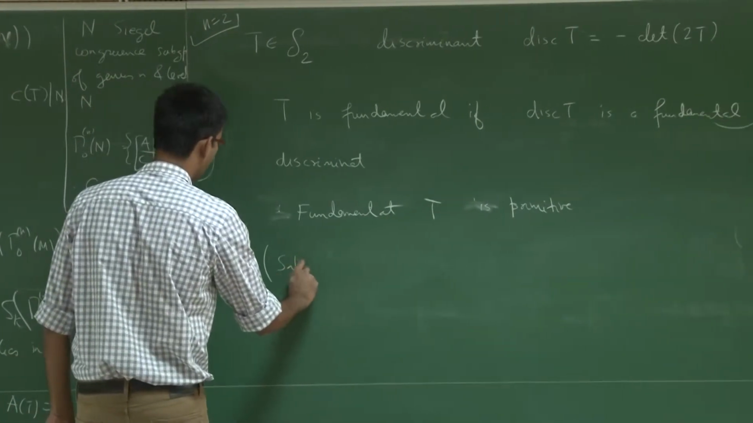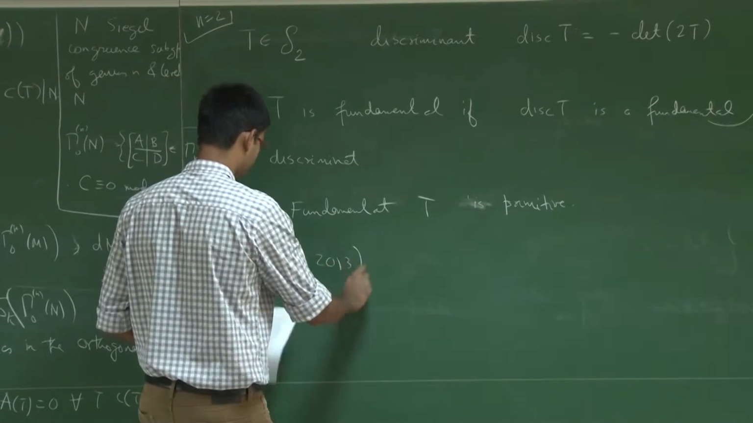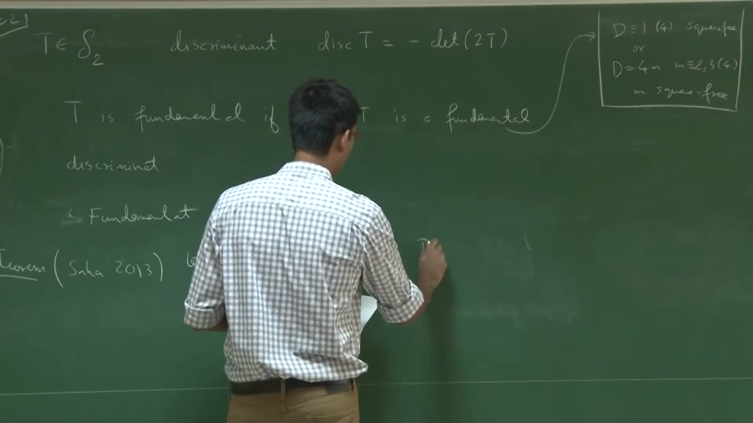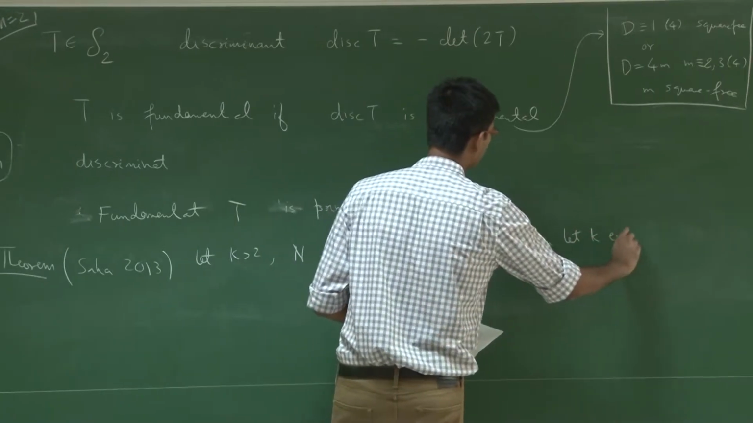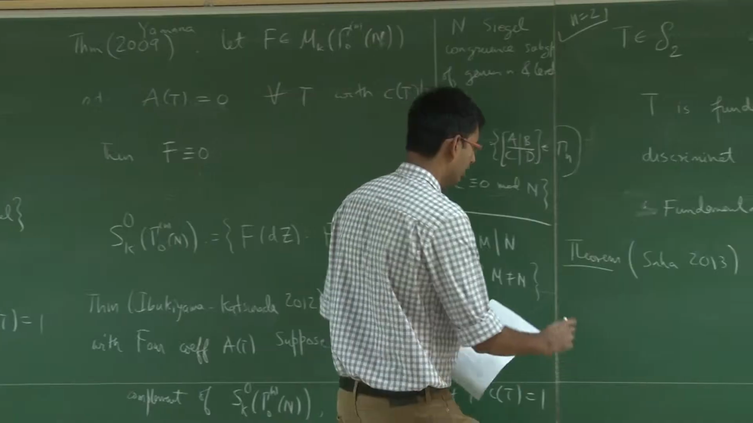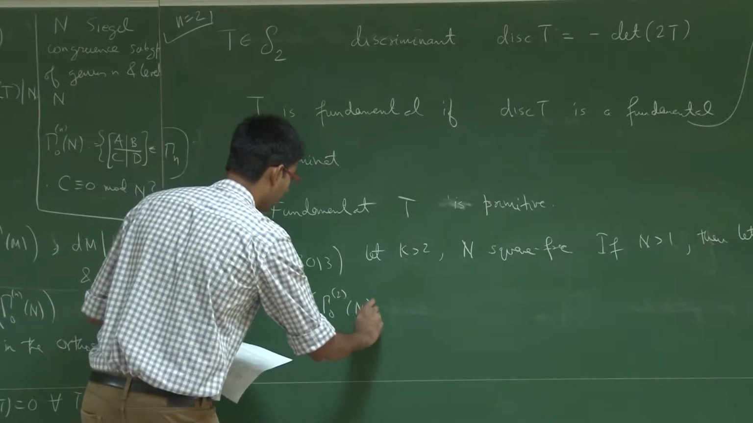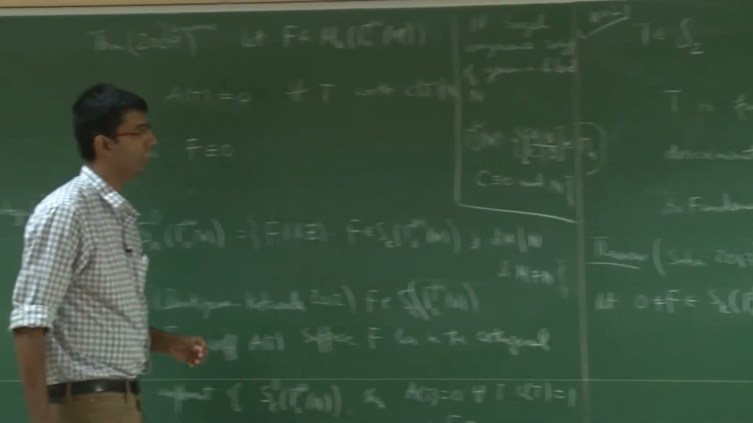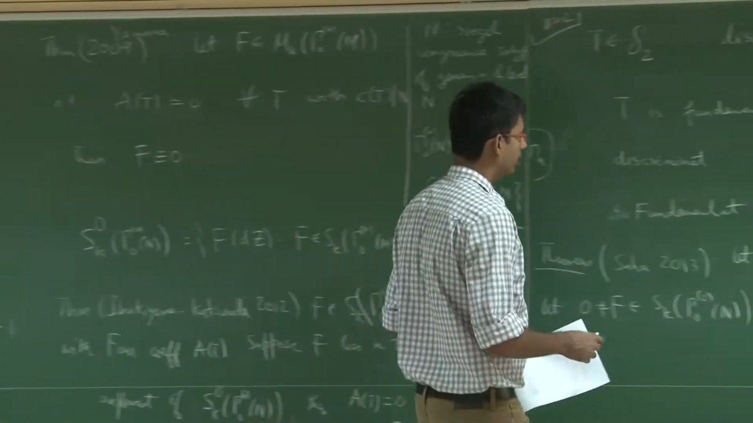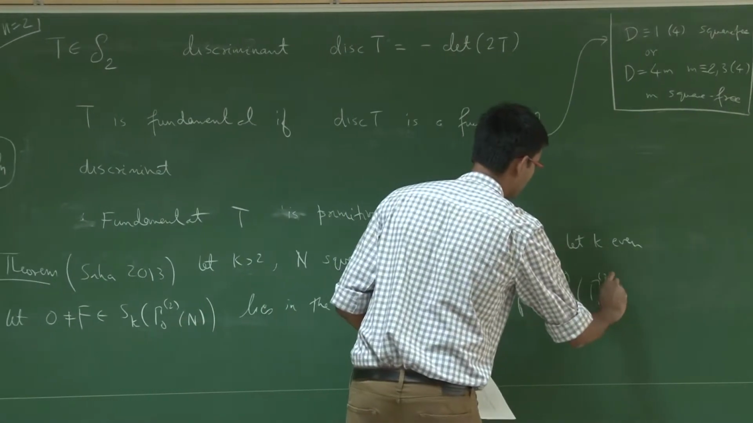This is a theorem due to Abhishek Saha, and when did Abhishek do this? 2013. So, let k be bigger than 2, n square free. If n is bigger than 1, then let k be even. If n is equal to 1, you do not care about the parity. So, let f be a non-zero cusp form of weight k with respect to the Siegel congruence subgroup of level n, and suppose that this lies in the orthogonal complement of the old forms.